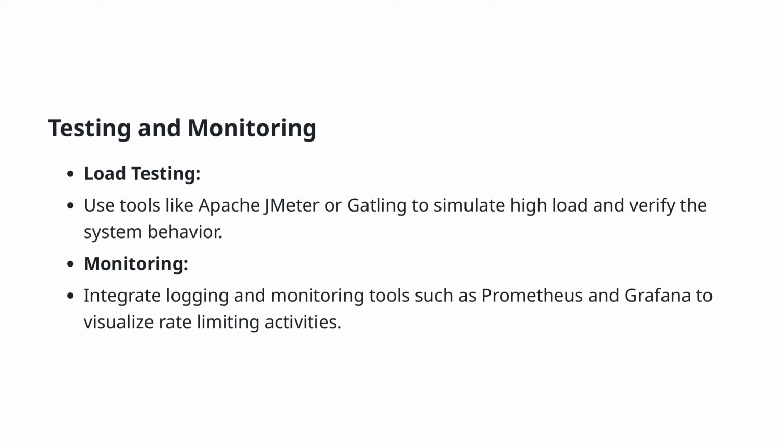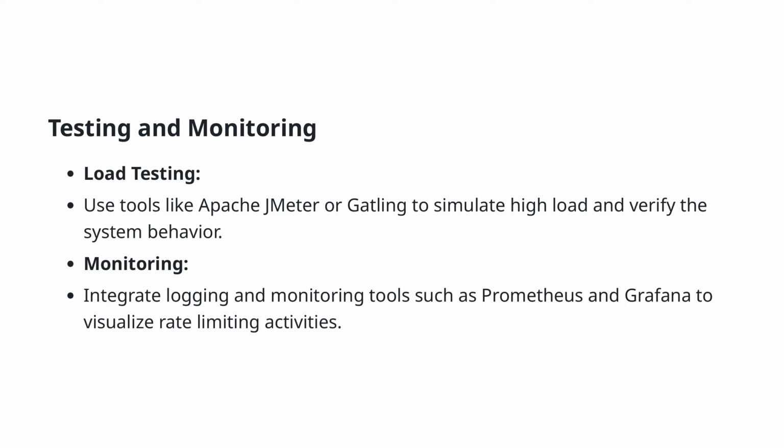To ensure the effectiveness and reliability of our rate limiting implementation, rigorous testing and monitoring practices are crucial. Let's first discuss load testing. Tools like Apache JMeter and Gatling allow us to simulate high load scenarios, helping us understand how the system will behave under stress. Load testing is essential to verify that our rate limiting policies are correctly enforced and to identify any potential weaknesses or bottlenecks.